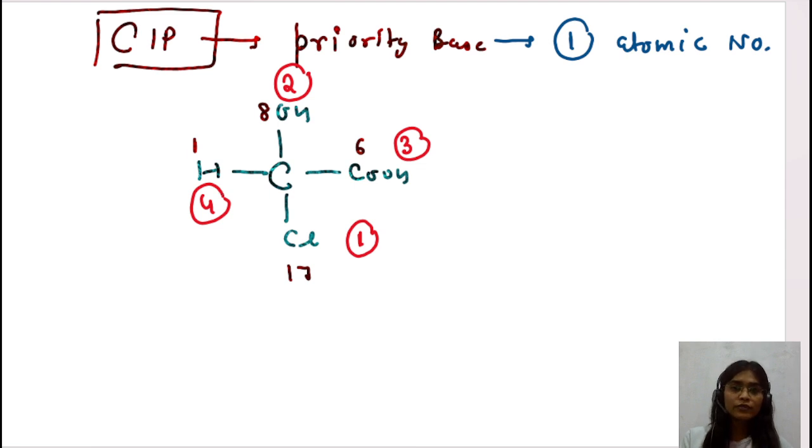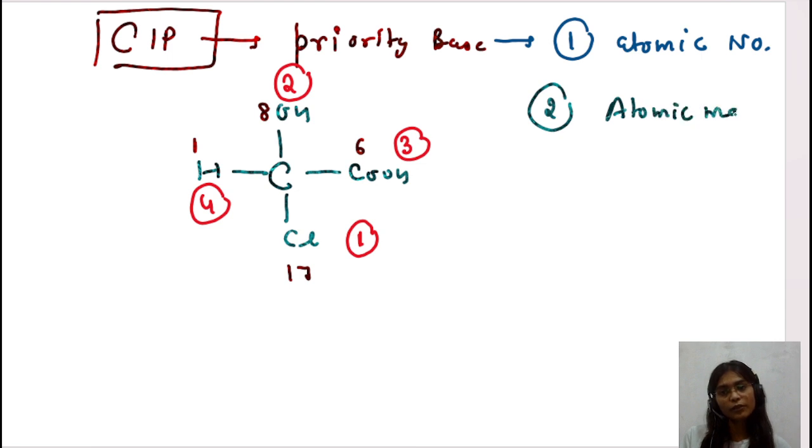But the next question: what if there is a tie for the atomic number? The second rule is that if there is a tie for the atomic number, the next priority is given to the atomic mass. For example, let's suppose this is my carbon and it is connected with a hydrogen and a deuterium. Between deuterium and hydrogen, which one has the first priority here? Is it deuterium or is it hydrogen?